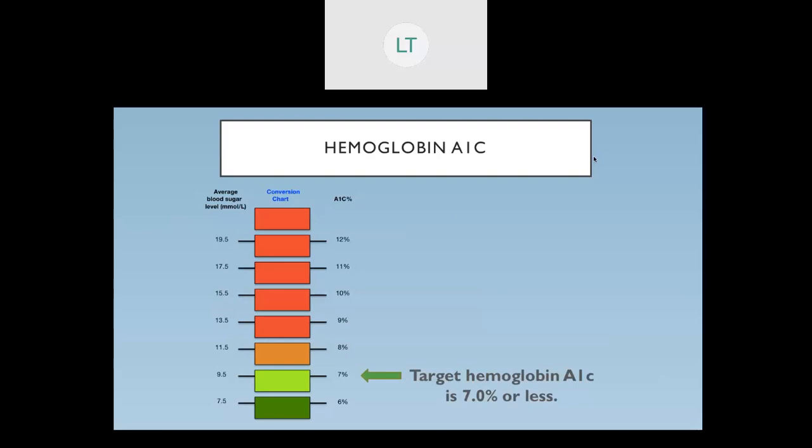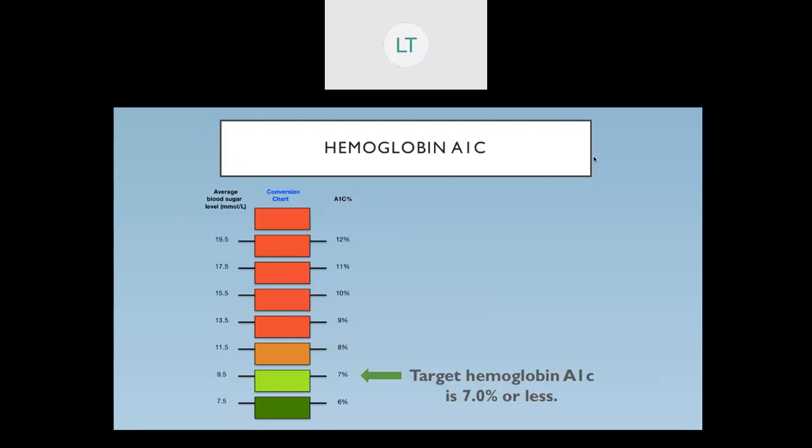The target for the hemoglobin A1C for someone with diabetes is to keep it at about 7% or lower. Your target A1C may be slightly different depending on your age and overall health. So if you'd like more information about what your specific hemoglobin A1C target should be, you can ask your healthcare provider.